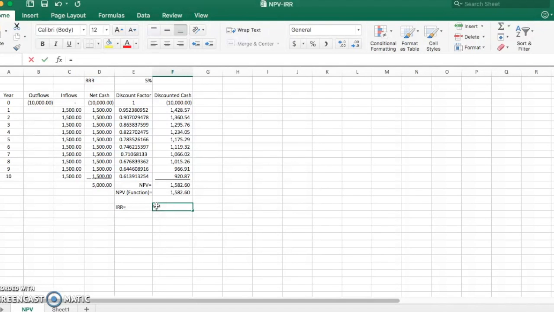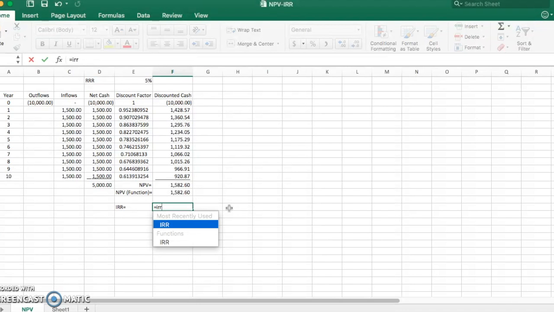IRR in Excel is very easy to calculate. In fact, I'm not even going to show you how to do it manually because it is somewhat of an iterative process, and I don't see a benefit of calculating it manually for you guys.